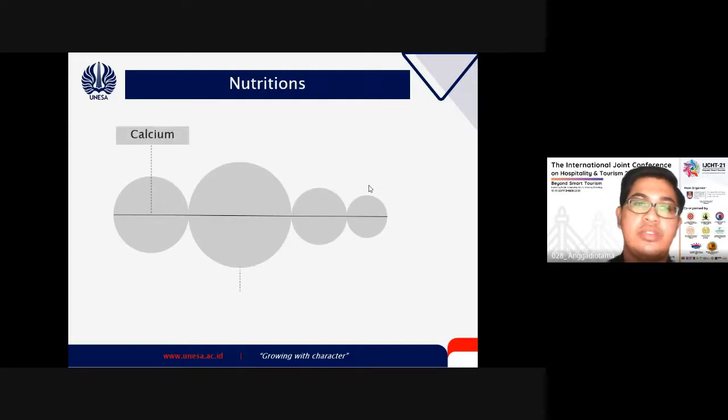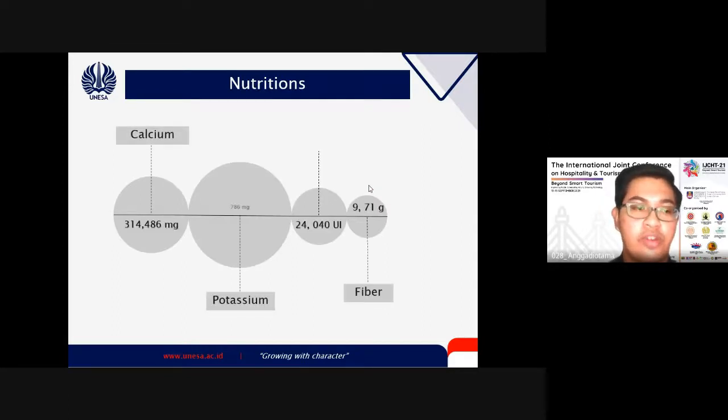This is the nutrition of the base formula. It has calcium 314, 486 milligrams, potassium 786 milligrams, vitamin A 24040, and fiber 71 grams.